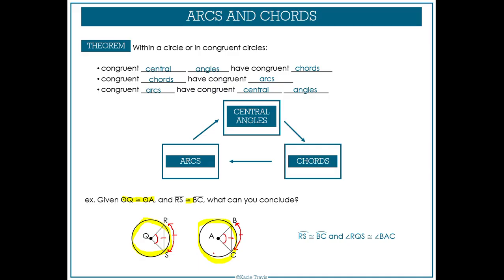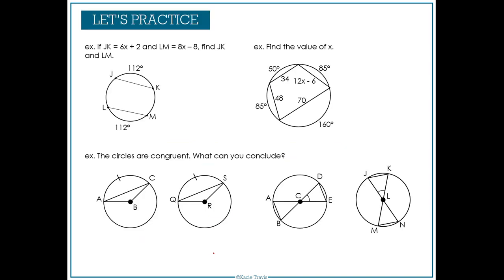Now, let's go through and use some of these aspects that we just talked about so we can do a little bit of algebra, a little bit of math, flex our skills here, okay? All right, we have to use the information that we know. So in our first example here, they tell me that if JK is equal to 6x plus 2 and LM is equal to 8x minus 8, they want us to find JK and LM. And that seems like a lot right now, but there's a lot of information they've given us here.